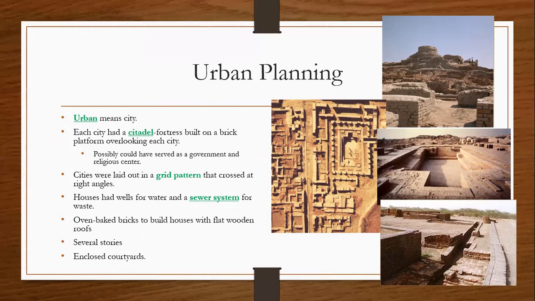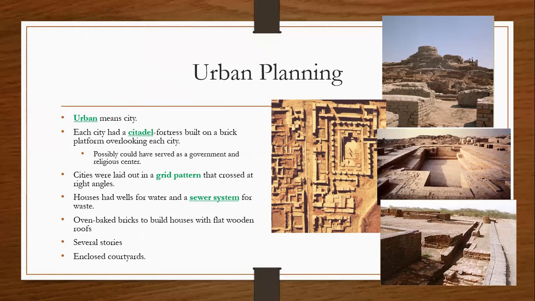Urban means city, so they planned out their cities. Each city had a citadel, a fortress that is built to overlook the city and act as a center of government, a place to protect the people should they be attacked. The cities were laid out in a grid pattern. So lots of sharp right angles, no crazy interweaving winding streets. It's all cubed out like lines, like a graph.